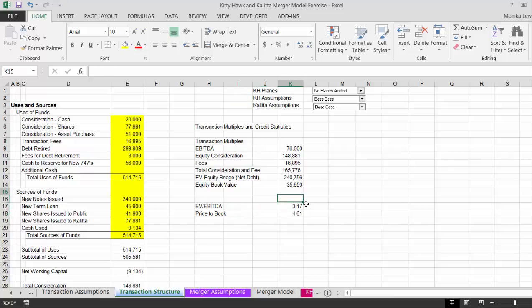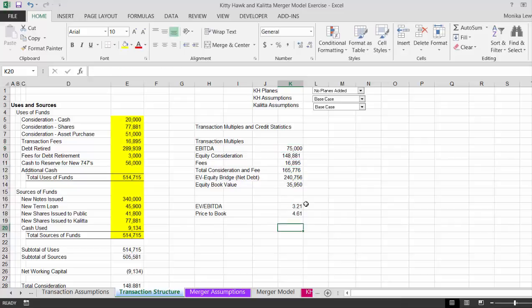And this EV to EBITDA, well, that depends. If they only get 50,000 EBITDA, then we're paying a little more. It still doesn't seem like you're paying that much. If it's only 20,000, then you're paying a whole lot. But you see the point. Did I put 75,000?